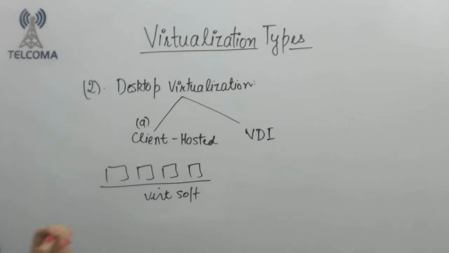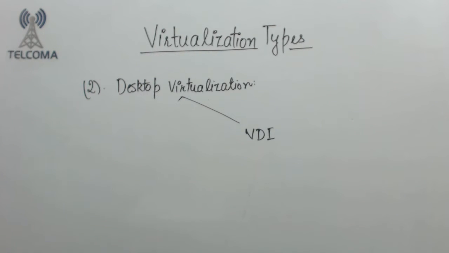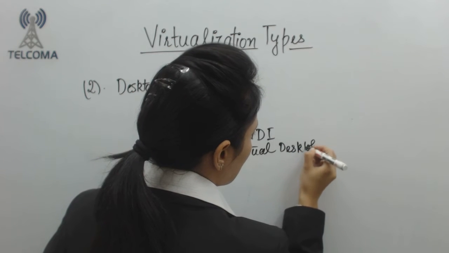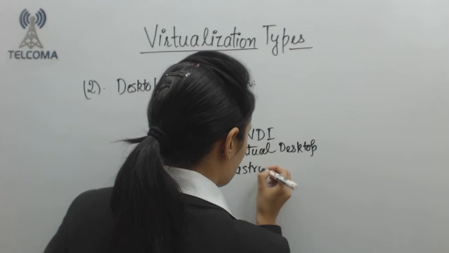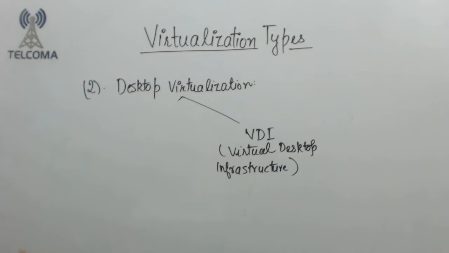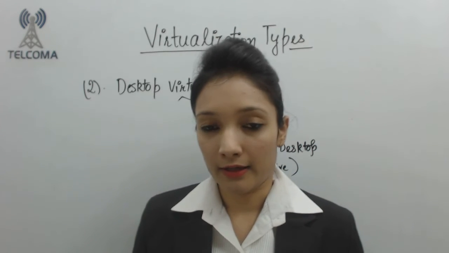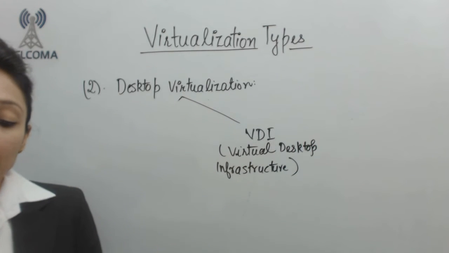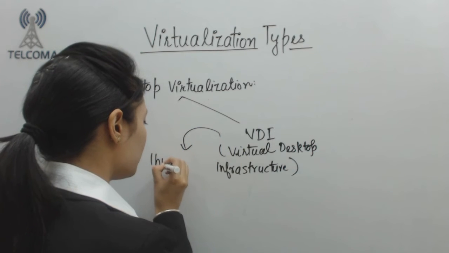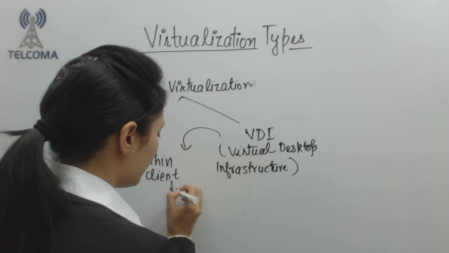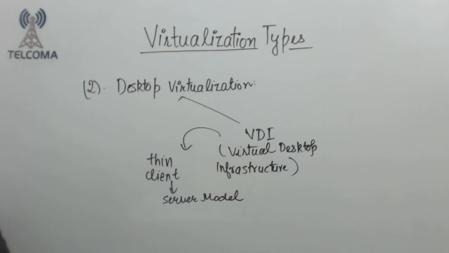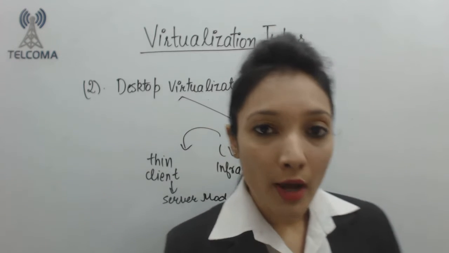Now the next one which we have is your VDI, which is basically virtual desktop infrastructure. One example of this is Microsoft VDI, and there are various vendors like VMware View. Now, what happens in VDI? VDI is based on the thin client server model. This process involves storing the end user desktop environment on a virtualized machine.